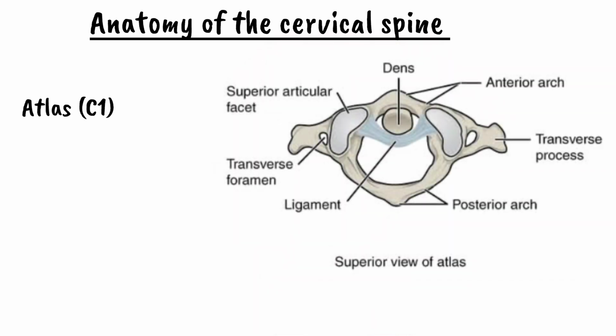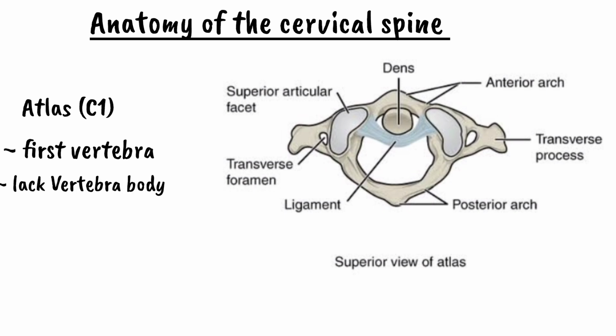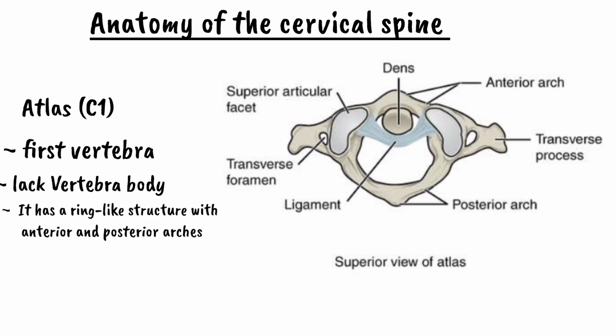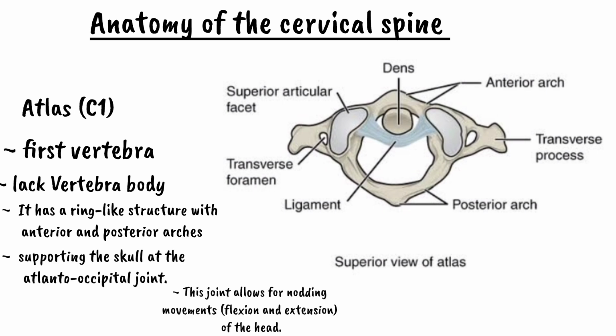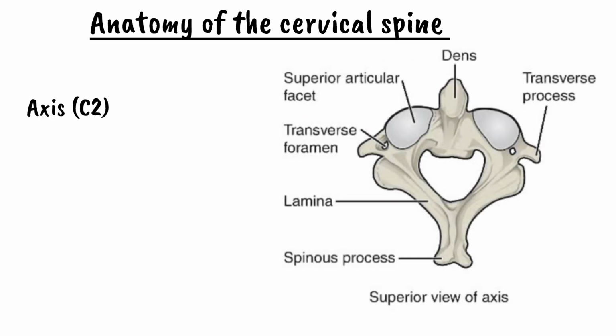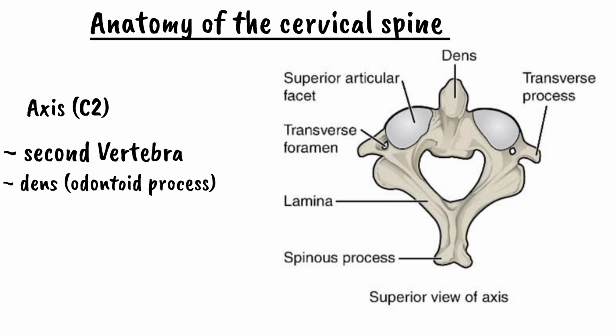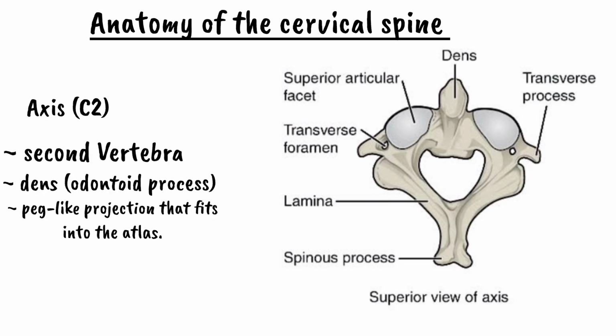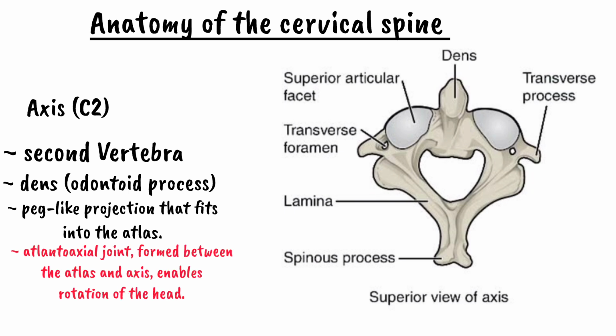C1, the atlas, is the first cervical vertebra and lacks a vertebral body. It has a ring-like structure with anterior and posterior arches, supporting the skull at the atlanto-occipital joint. This joint allows for nodding movements, flexion, and extension of the head. 2. Axis. C2, the axis, is the second cervical vertebra, characterized by the dens, or odontoid process, a peg-like projection that fits into the atlas. The atlantoaxial joint, formed between the atlas and axis, enables rotation of the head.